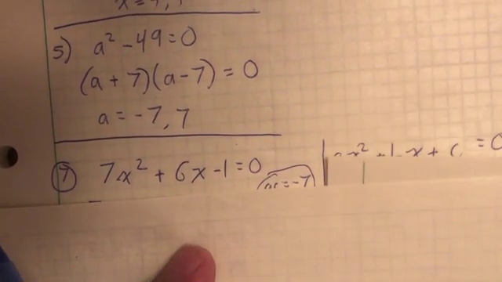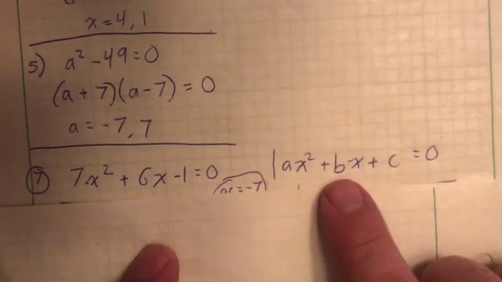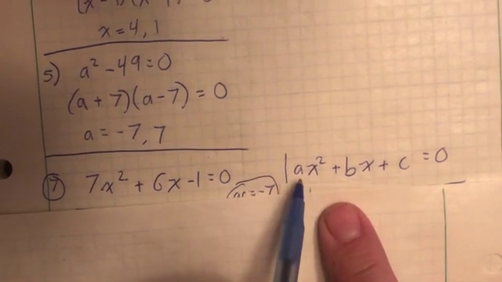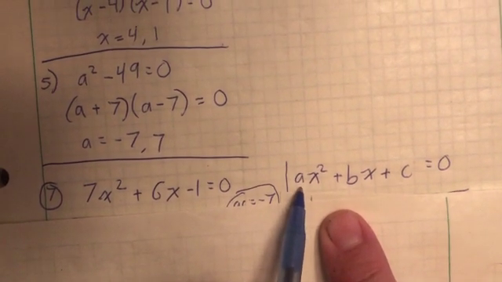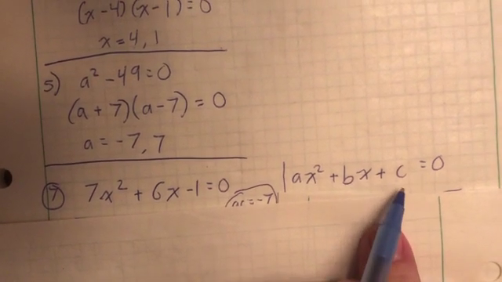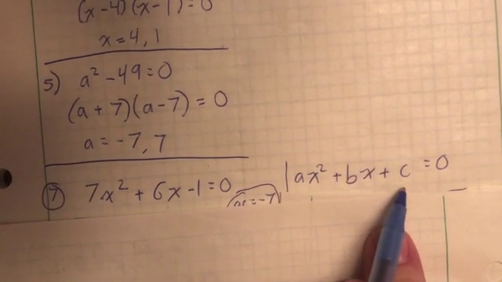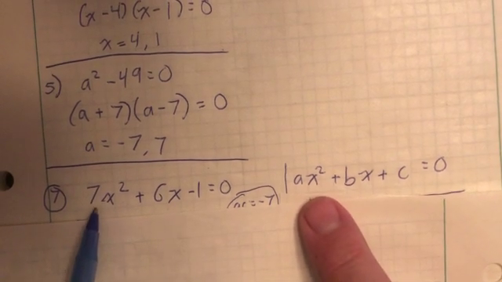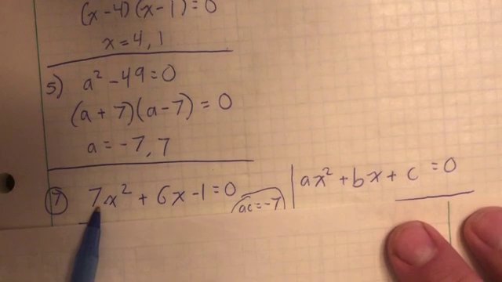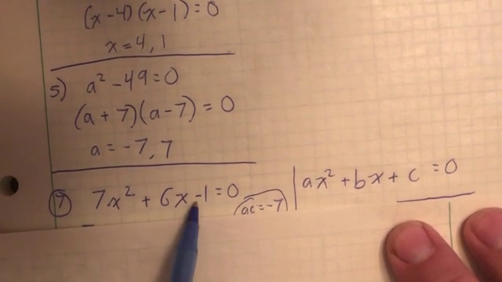Now, number 7 is the first one on this worksheet where you have a value of a. Now, when I say a, quadratics can look like this: ax squared plus bx plus c. A is the value with the x squared, b is the value with the x, and c is just the constant number without an x with it. So let me just show you this right here. I could think of a as being 7, b is 6, and c is negative 1.